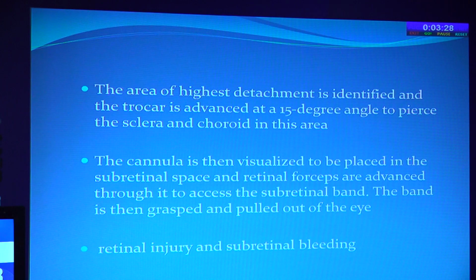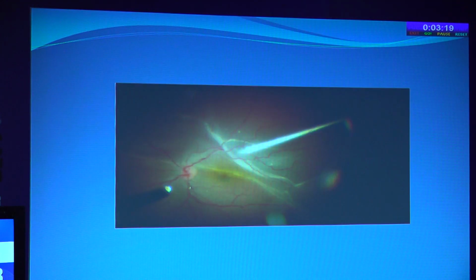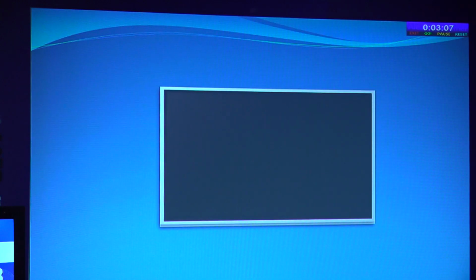So for bands stopping short of the submacular area, you use the ab externo approach. These are pictorially the techniques of ab externo. The light is introduced, the forceps is introduced, and a chandelier illumination is there, and through a trocar cannula, you are working ab externo. From the scleral side, you are removing the band. We go to the video straight away.